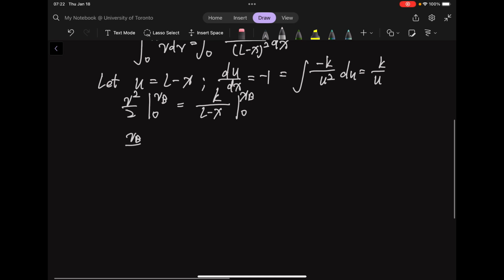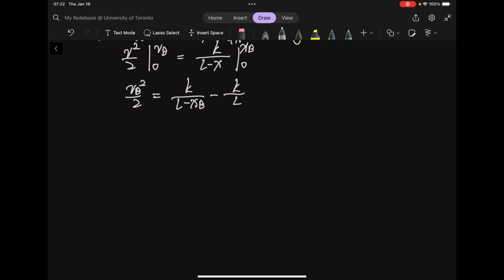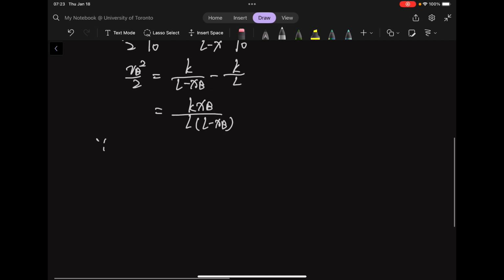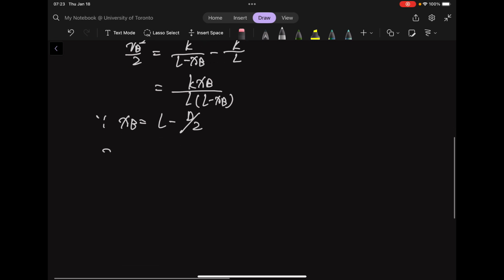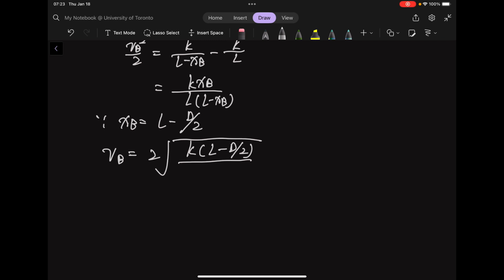So VB squared over 2 is equal to k divided by L minus xb minus k over L. After rearranging it, because xb is equal to L minus D over 2, we have VB is equal to 2 square root k times L minus D over 2, divided by LD.